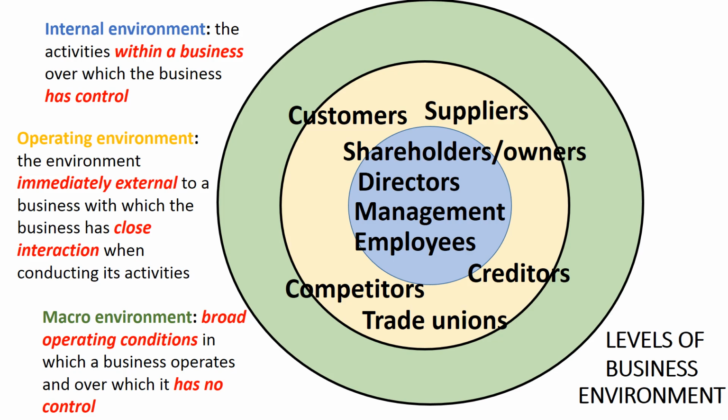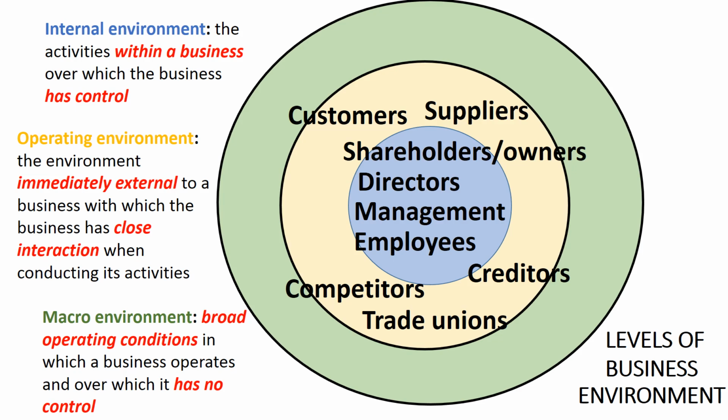Customers buy the goods and services which are produced by the business. Suppliers supply the inputs to the business that the business needs to produce those goods and services. Creditors, such as banks, lend money to the business so that the business can pay its expenses.